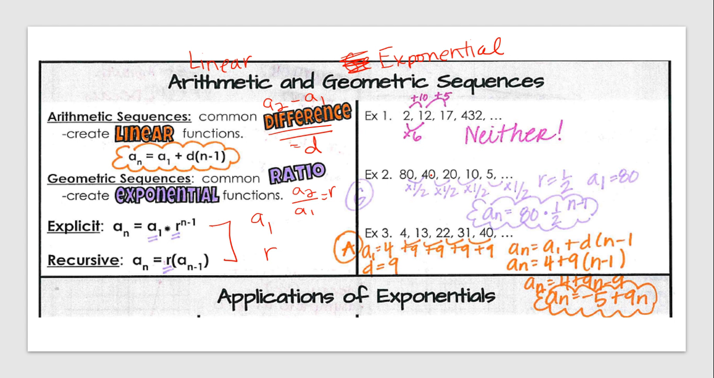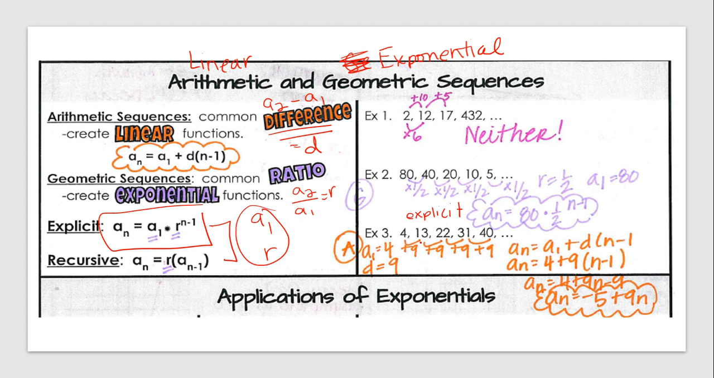Whereas in example 2, if I take 40 divided by 80, I get a half. 20 divided by 40, I get 1/2. 10 divided by 20, I get 1/2. There's a common ratio. That r value is 1/2. My first term, a1, is 80. So notice here we wrote the explicit formula using this formula. a sub n equals 80, that's my first term, times 1/2, my ratio, to the n minus 1. You're just plugging in the values of a sub 1, your first term, and your common ratio.